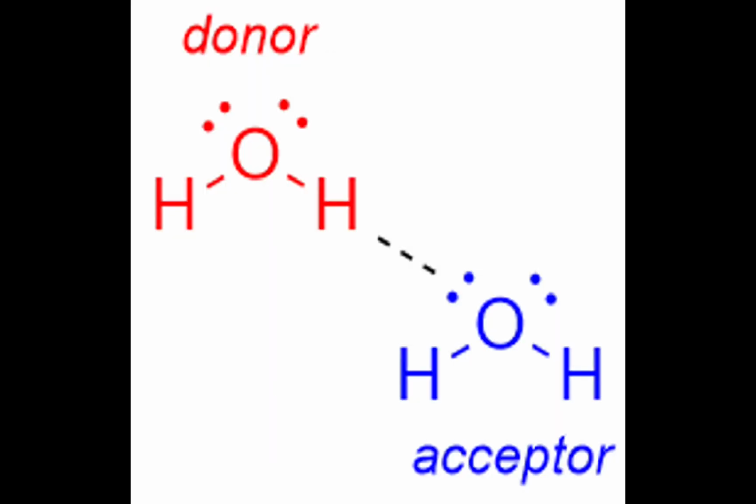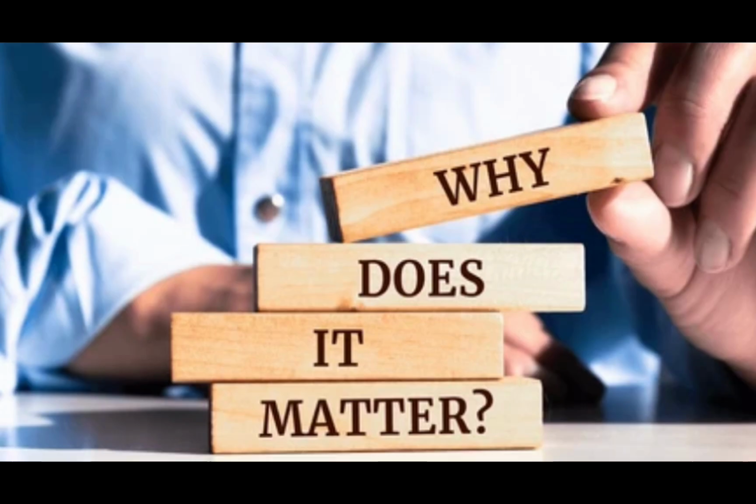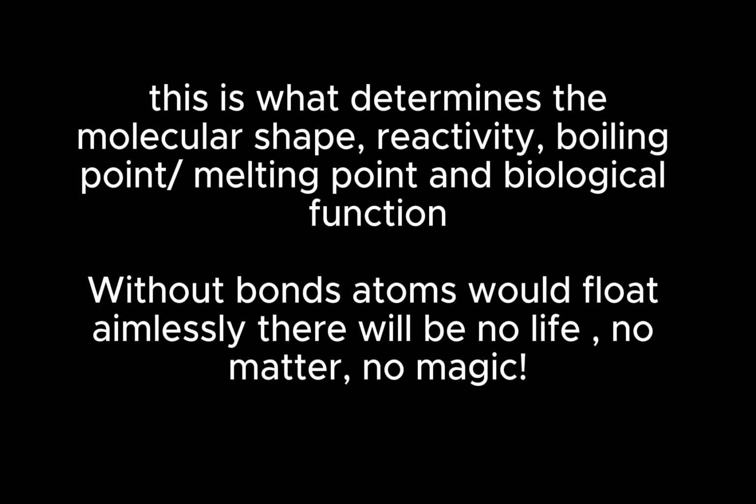In the case of a hydrogen bond acceptor, it can be a different part of the same molecule or another molecule that has a highly electronegative atom with at least one lone pair of electrons. This lone pair provides a partial negative charge. Hydrogen bonds are very crucial in DNA structure, and you might think, why do these bonds matter to me? As a chemistry student, this matters a lot because this is what determines molecular shape, reactivity, boiling point, melting point and biological function.